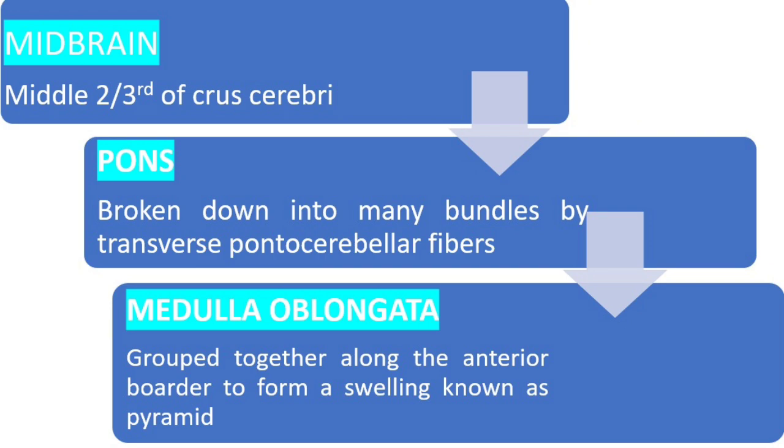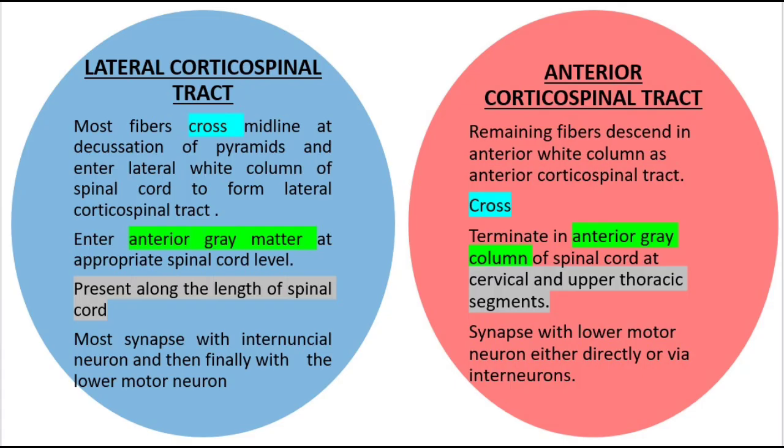So in this way, now it would descend further and would reach the spinal cord actually. Now here comes the splitting and the formation of lateral and anterior corticospinal tract. Most of the fibers at the junction of the medulla oblongata and the spinal cord would cross the midline at the decussation of pyramids. You could see the area of crossing for the lateral corticospinal tract. It would be different for the anterior corticospinal tract. So keep in mind that they cross at the decussation of pyramids.